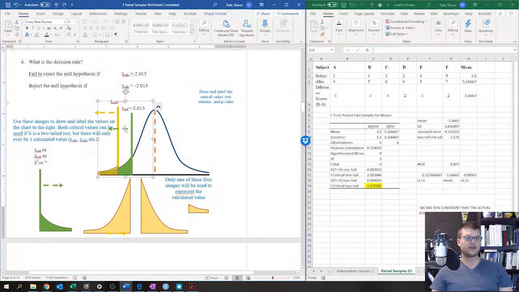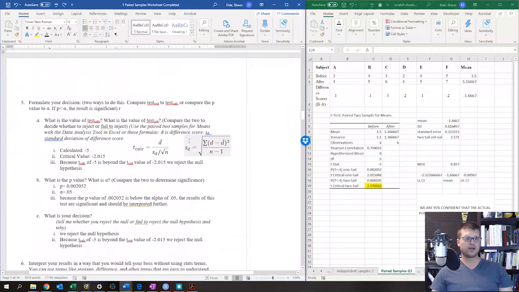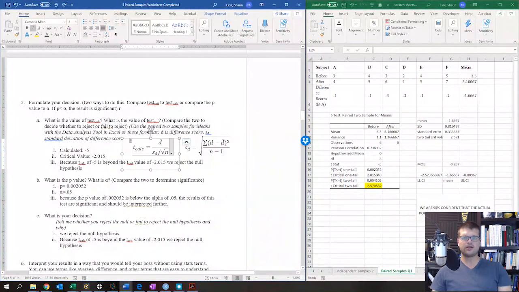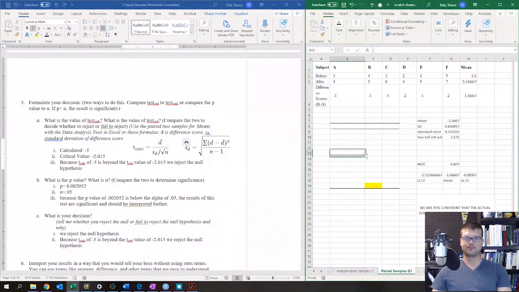And so we've got the t-calc. How do we determine t-calc? So we're going to come down here and we're going to calculate t-calc. There's a few ways to determine t-calc, and this is the way that I'm going to suggest that you do it because it's easy and it's very accurate.